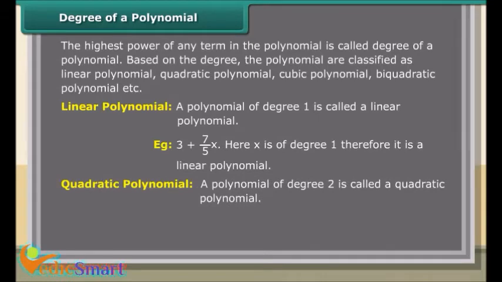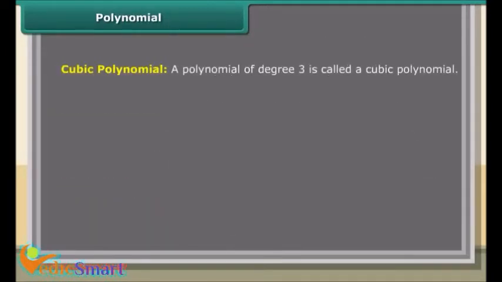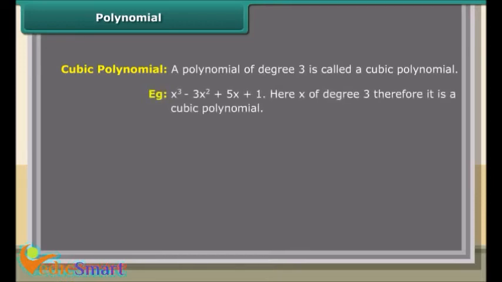Quadratic polynomial. A polynomial of degree 2 is called a quadratic polynomial. Example: x square minus 4x plus 4. Here x is of degree 2, therefore it is called a quadratic polynomial. Cubic polynomial. A polynomial of degree 3 is called a cubic polynomial. Example: x cube minus 3x square plus 5x plus 1. Here x is of degree 3, therefore it is a cubic polynomial.